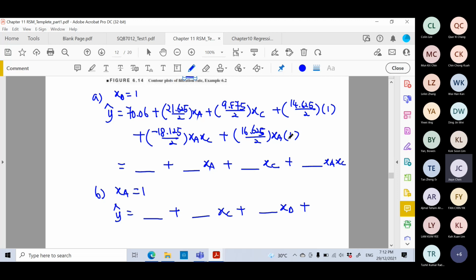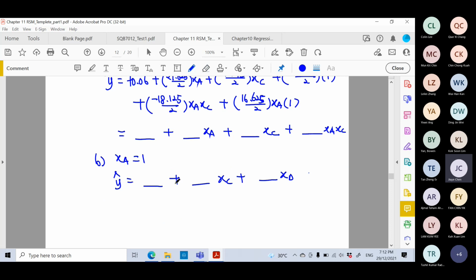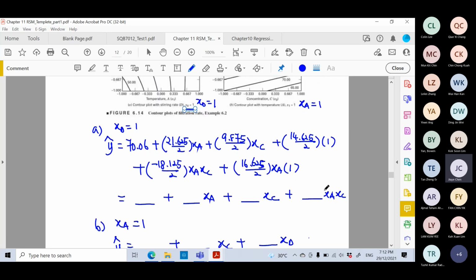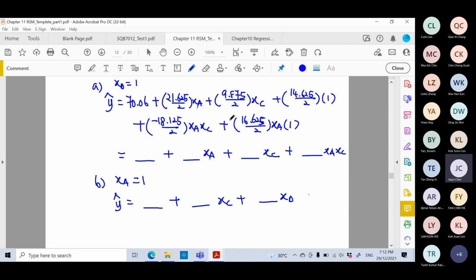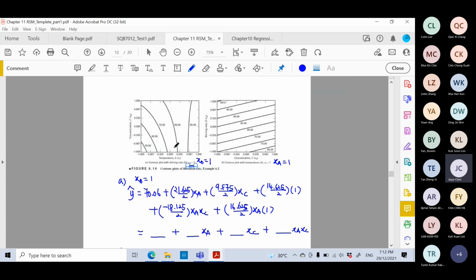Here is XA and XD. The XA is 1, so you only have XD. Therefore, you only consist of the 3 of them. Okay, if you fix XA equal to 1, you only have a constant plus the XC plus the XD. So therefore, you can see that it's a linear line, because your equation will be a linear line. Okay, so this is what you can use your effects for.